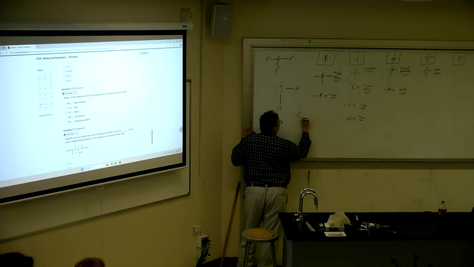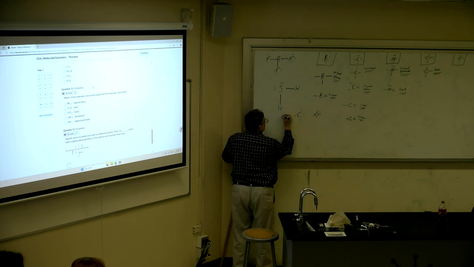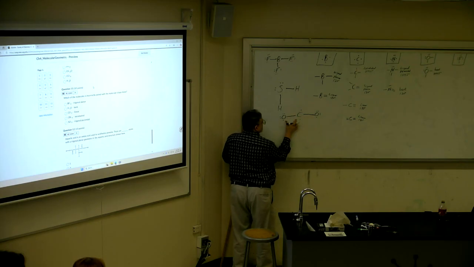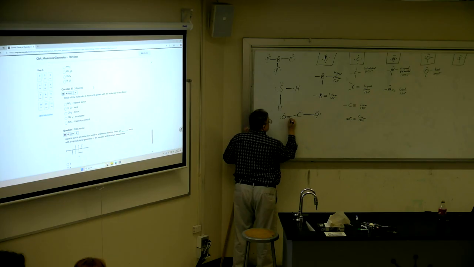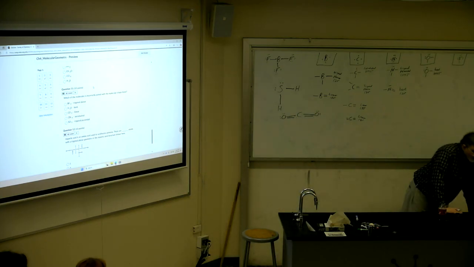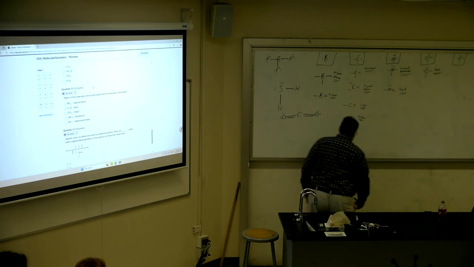CO2, carbon, oxygen. Start like that, you make your first bond, and now you've still got these dangling, but these two can come together and make their bond. And these two can swing around here, make their bond, so it's like this. Linear.